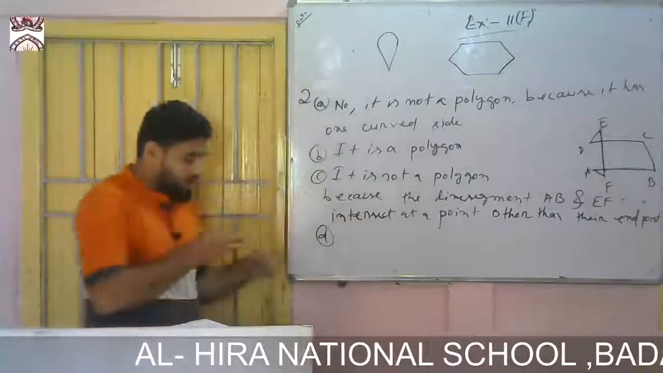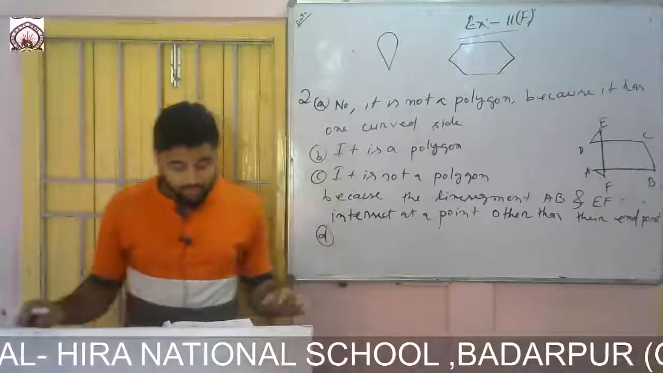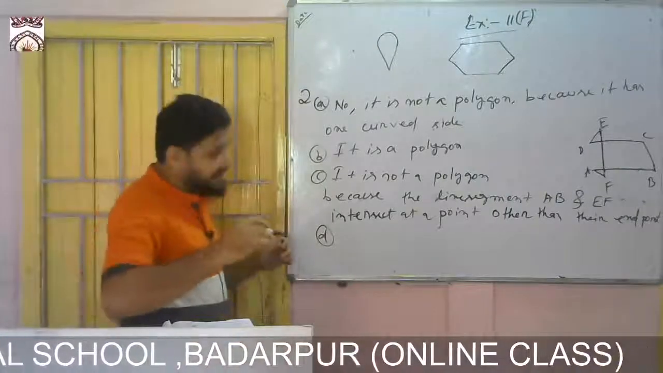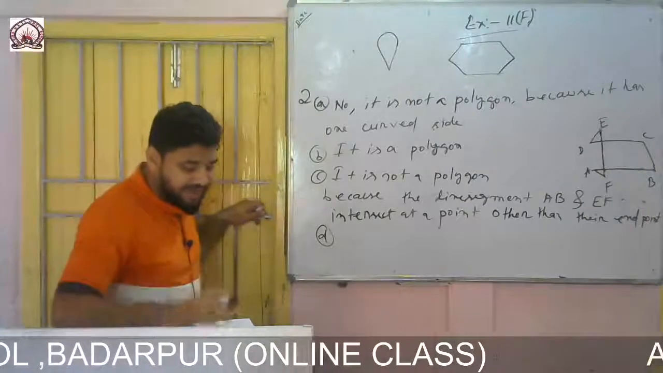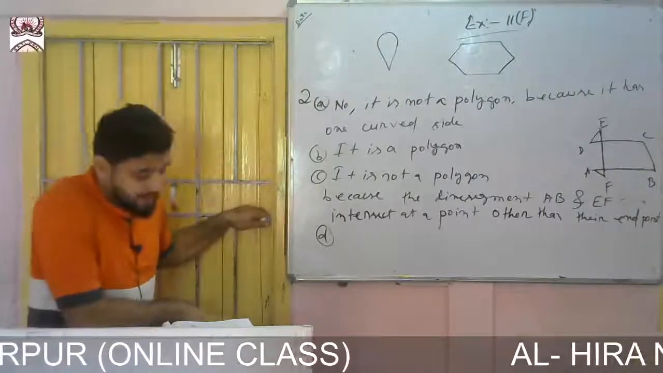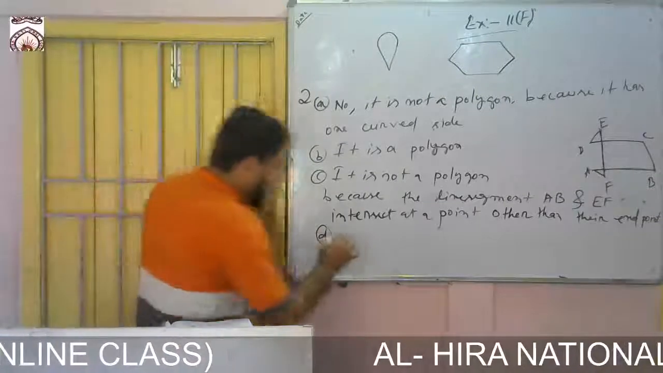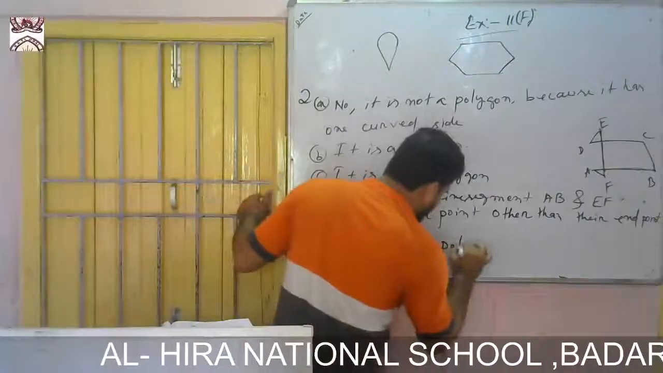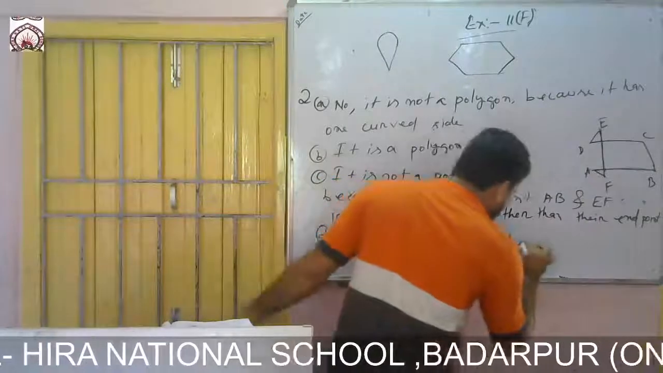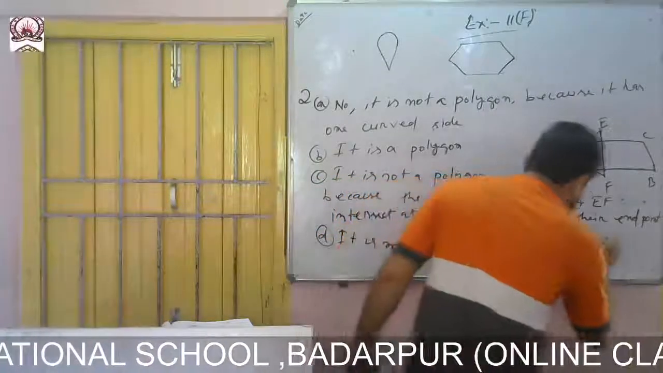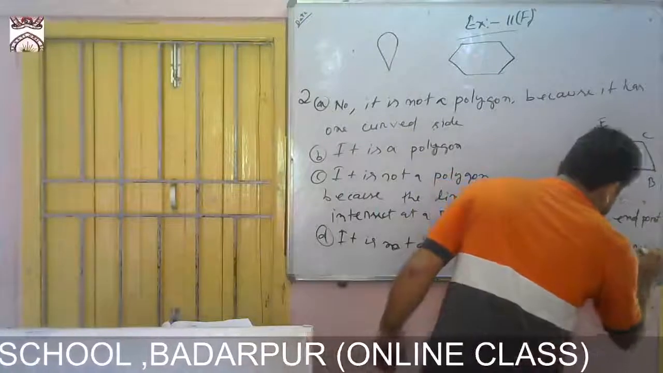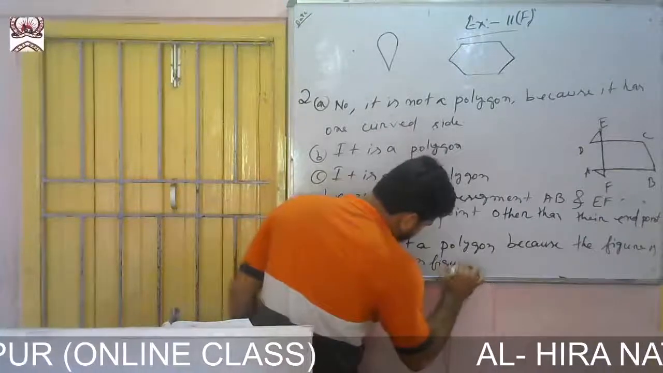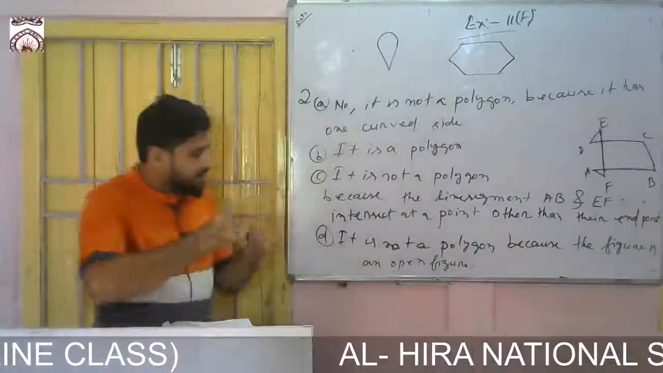Now come to D. So in D, if you see the figure, then you see D is not a closed figure, it is an open figure. So write: it is not a polygon because the figure is an open figure.